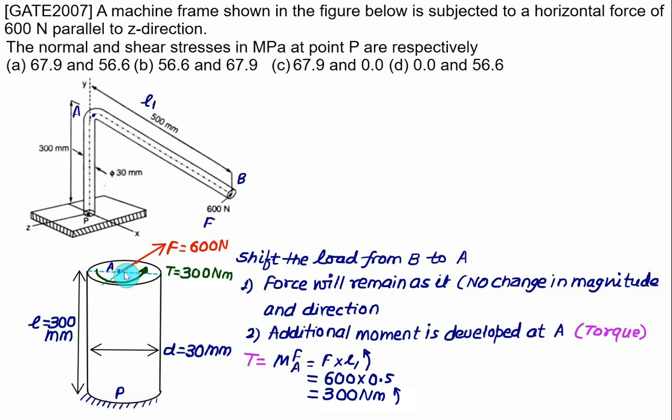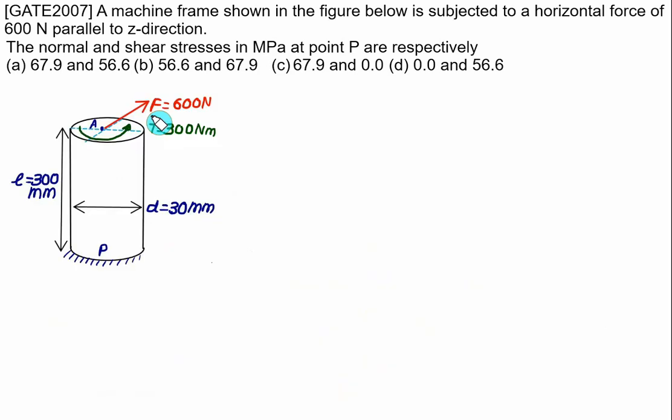Now this force, acting perpendicular to the axial shaft, will produce the maximum bending moment at point P. So one bending stress is produced, that will be the normal stress, and one shear stress is produced. The force F will produce the maximum bending moment. The maximum bending moment M produced about the point P is given as the product of force multiplied by length L. In this case we have force equal to 600 Newton and length equal to 0.3. 600 into 0.3 will be equal to 180 Newton meter.